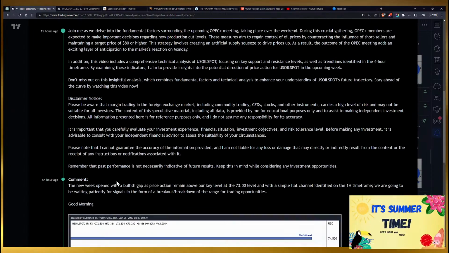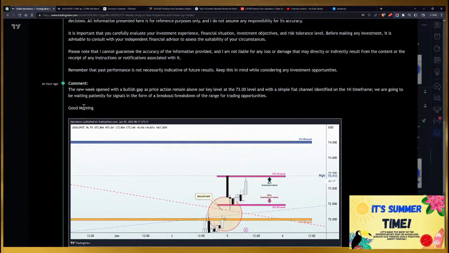So this was my first commentary this morning on the USOIL spot. I said here that the new week opened with a bullish gap as price action remained above our key level we identified at the $72 level. That's a typographical error there, it's 72. And with a simple flat channel identified on the 1 hour time frame, we are going to be waiting patiently for signals of a breakout or breakdown of the range for trading opportunities. So with this situation here, we already have a buy stop order above the $73.40 level, and coupled with the fact that we have a bullish gap at the beginning of the week, which is a sign that the majority of the key players in the market are tending towards a bullish momentum.